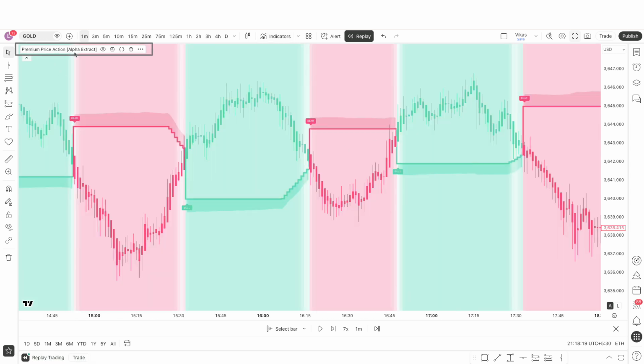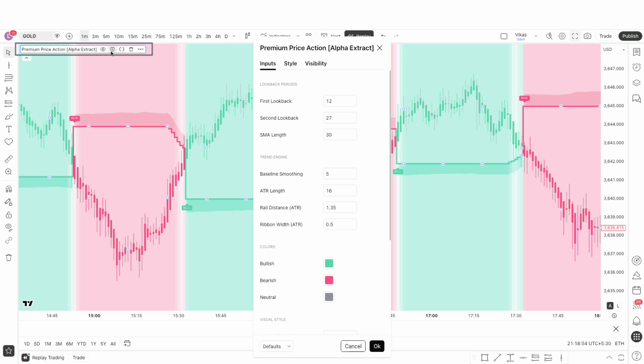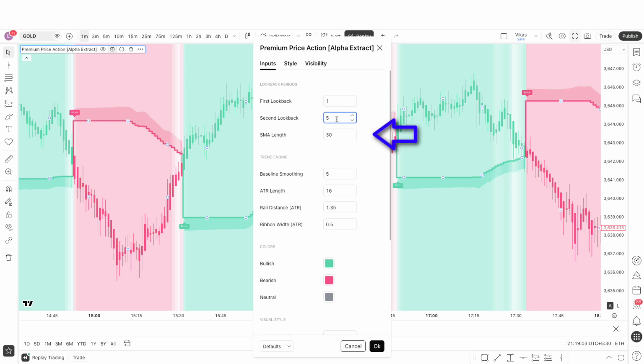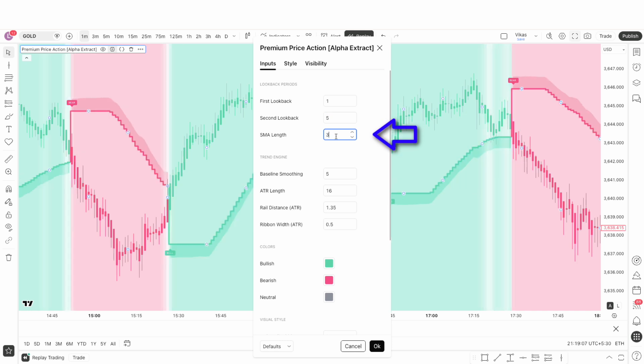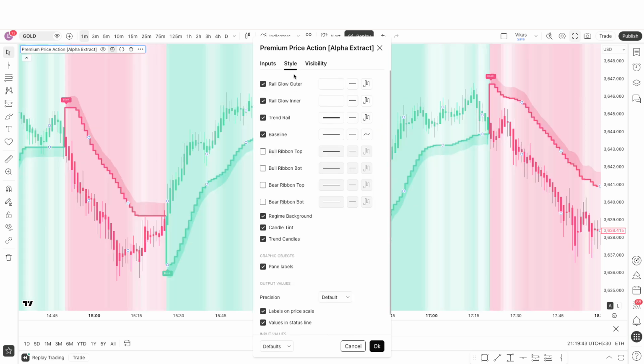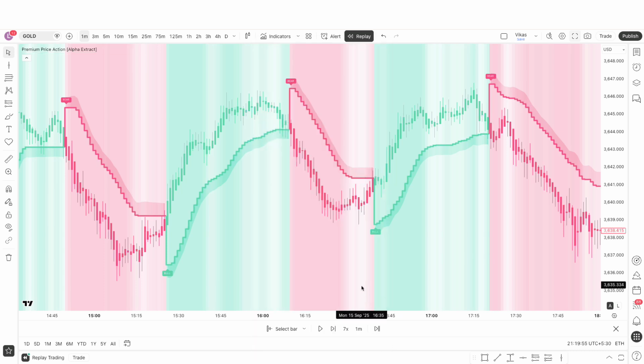Now change the indicator settings for perfect signals. First, change look back from 12 to 1. Second, change look back from 27 to 5. Then change SMA length from 30 to 3. We have to keep these options hidden. Here, everything is fine after that. Click OK. Now, we'll add one more indicator to make this strategy more powerful.